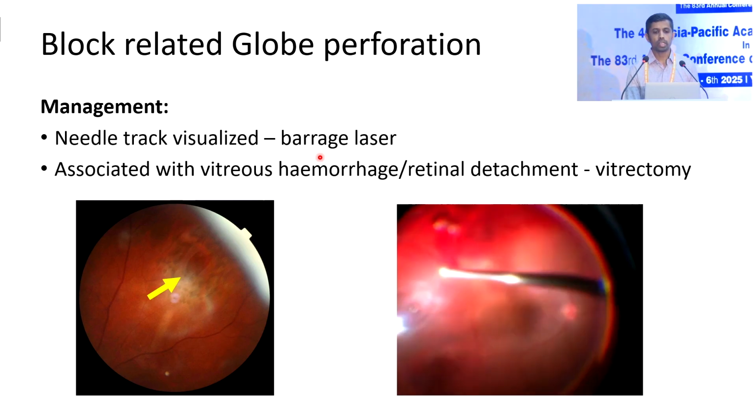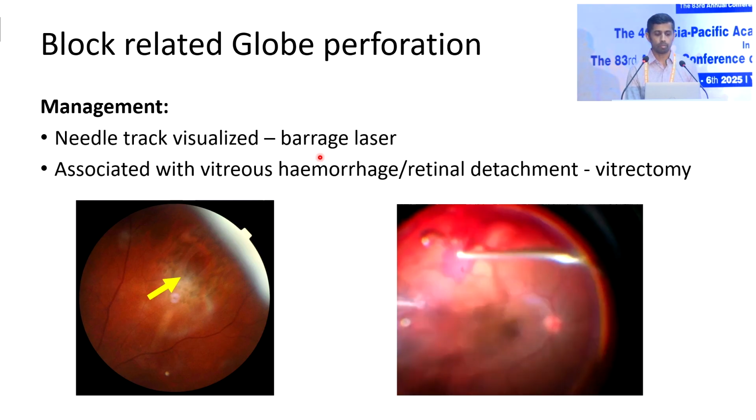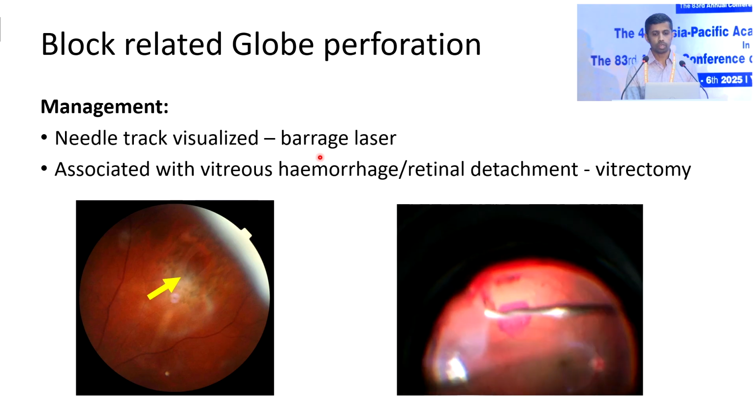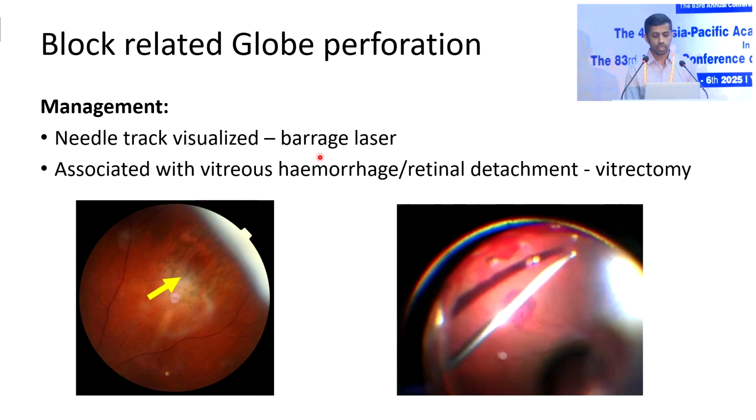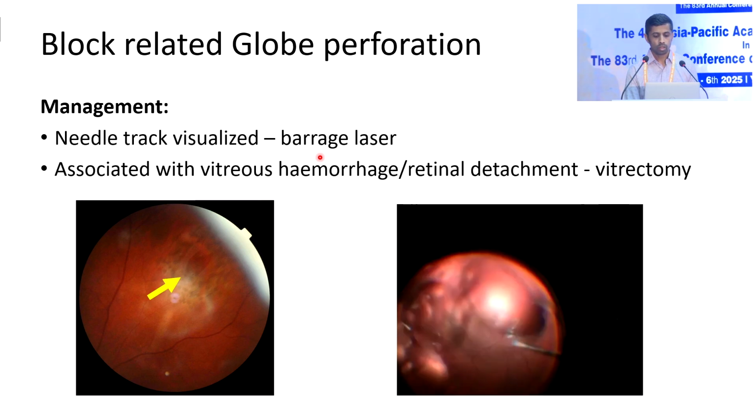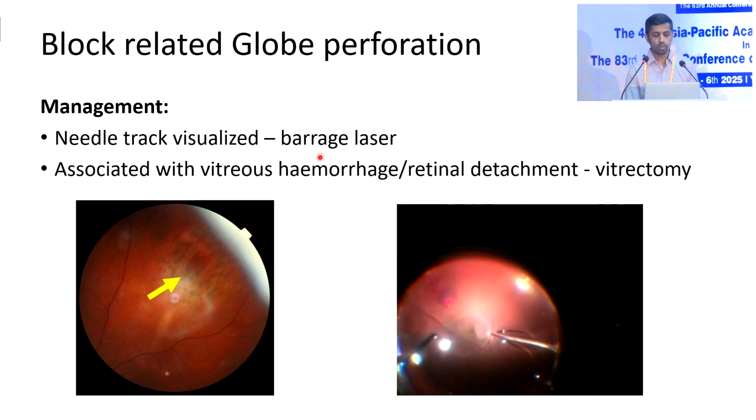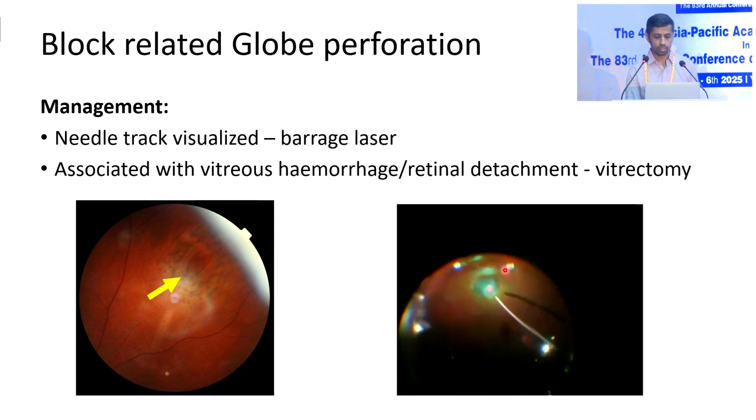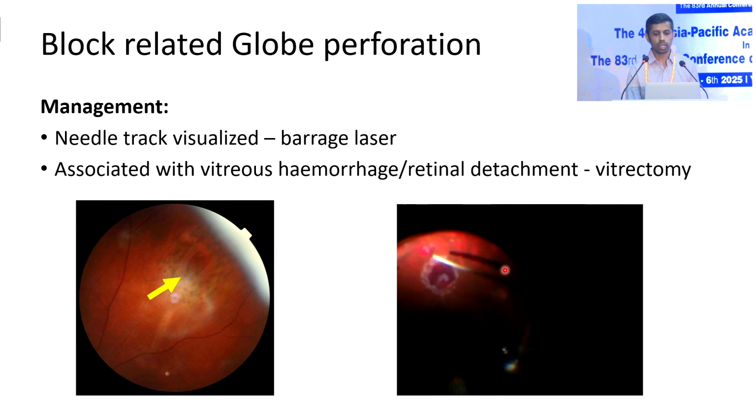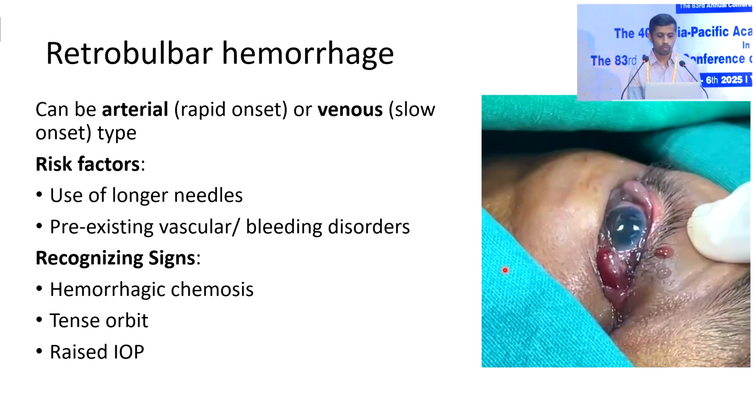Management includes, when the needle track is visualized, barrage laser can be done. When associated with vitreous hemorrhage or retinal detachment, a thorough vitrectomy has to be done. All the break areas should be identified. Fluid air exchange is done, and then laser barrage is given around all the entry and the exit sites. Finally, gas or silicone oil tamponade is used.